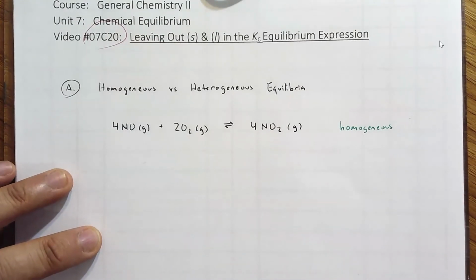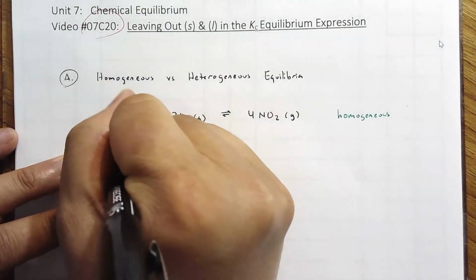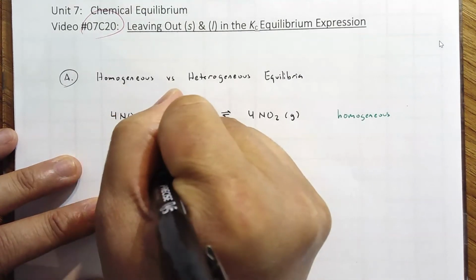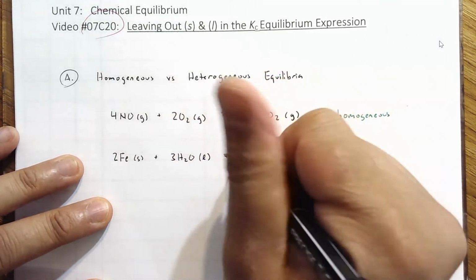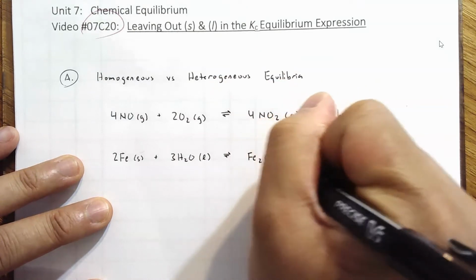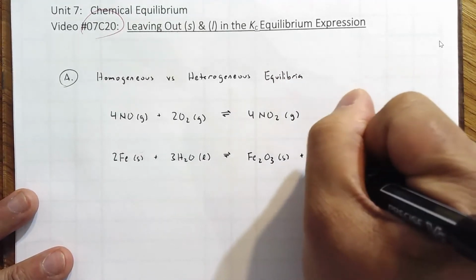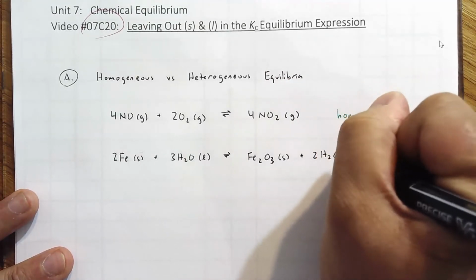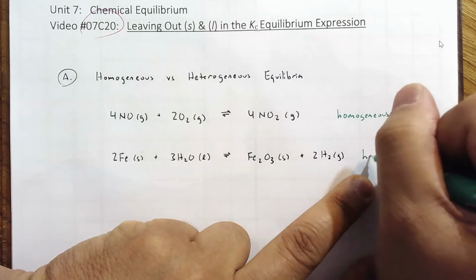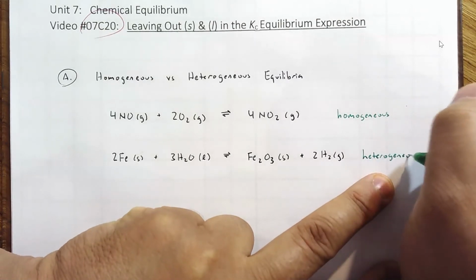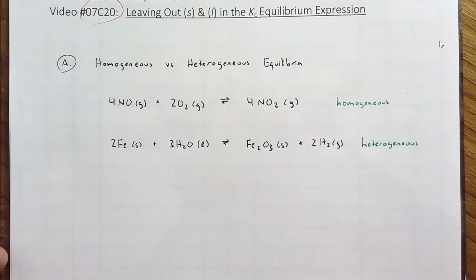Heterogeneous is if you have mixed phases. And the example I want to use is this one. 2Fe solid plus 3H2O liquid goes to Fe2O3 solid plus 2H2 gas. That would be considered heterogeneous. Those are two types of equilibria.